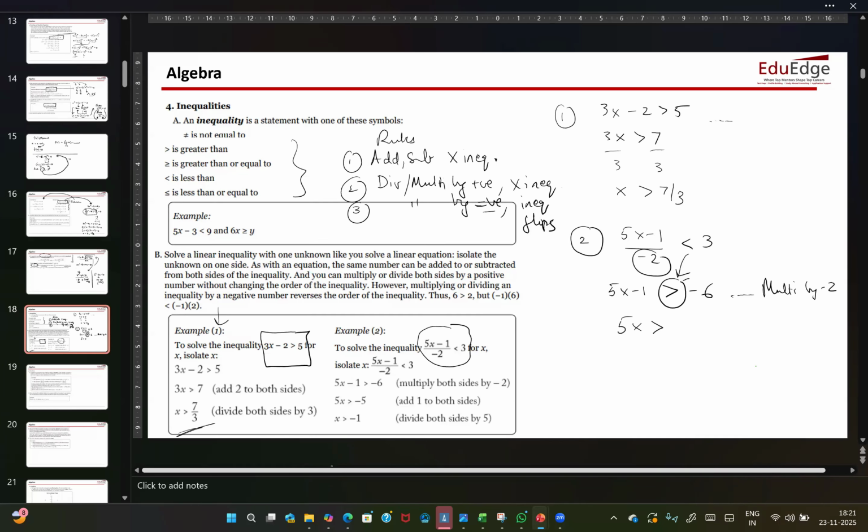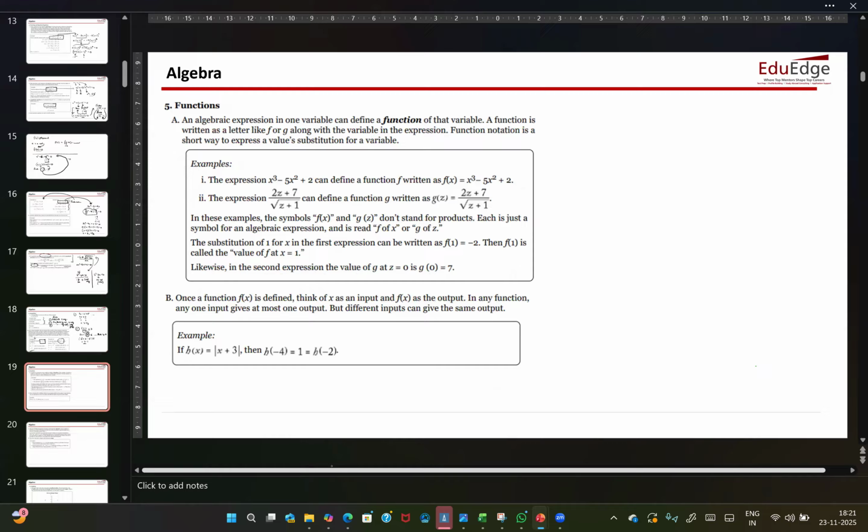So 5x is greater than minus 5, can I write? And x greater than, now you divide by 5, that will not change the inequality. So x is greater than minus 1. So you will divide by 5 on both sides. That will not flip the inequality. Okay. Got it. So that was example 2, where we were multiplying by a negative number or even dividing.